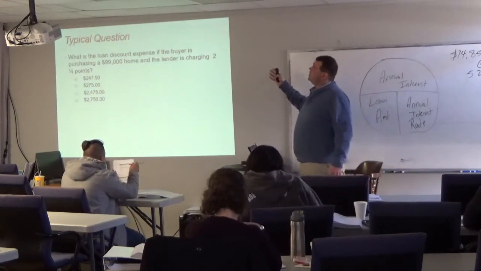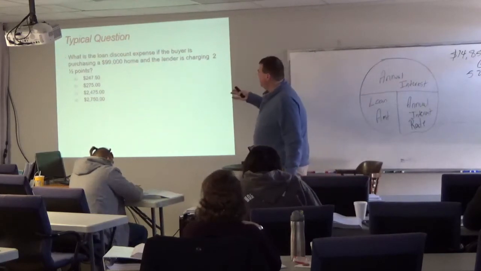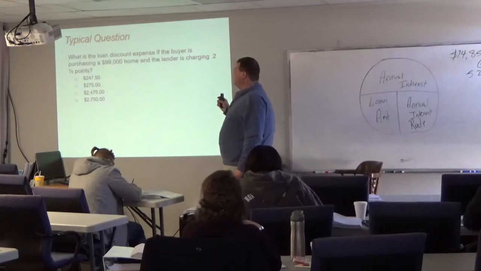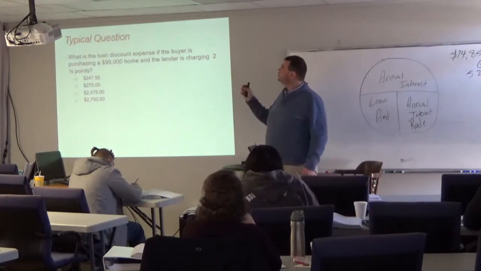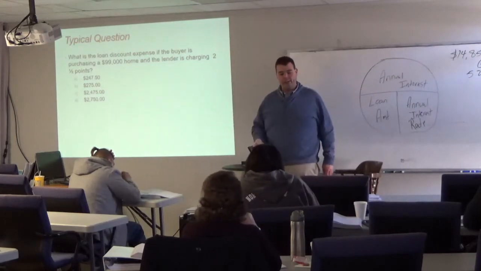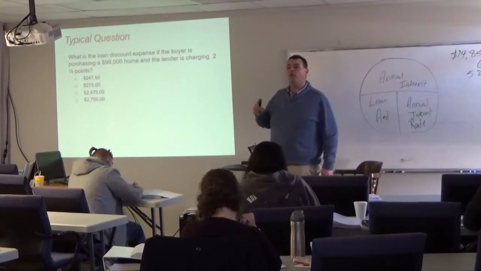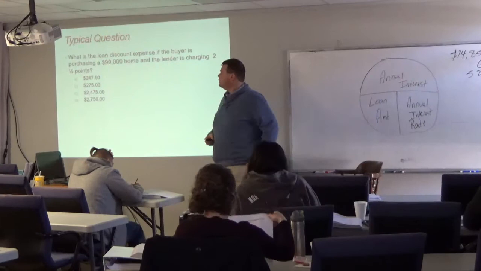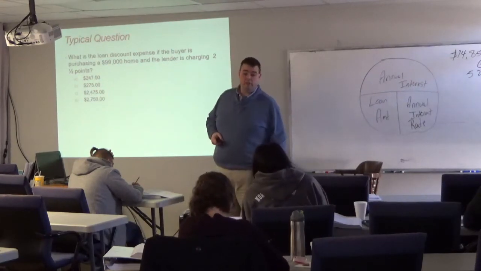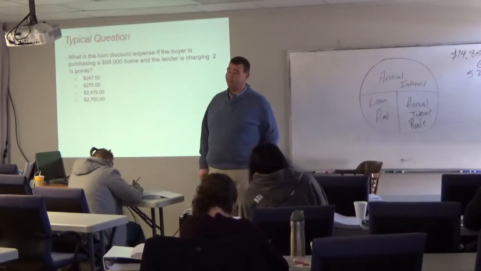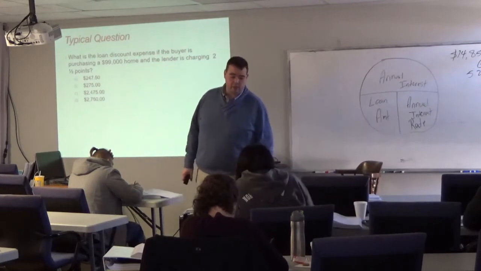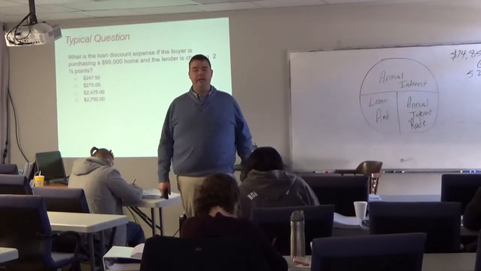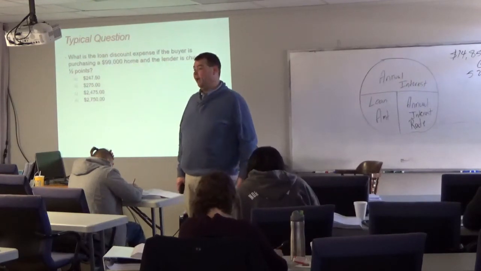Now, this one says, what is the loan discount expense if the buyer is purchasing a $99,000 home and the lender is charging 2.5 points? So, each point is going to cost what? 1% of the loan amount. We have to assume the loan amount here is the same $99,000 because they didn't tell us the loan-to-value ratio. So, how many discount points are we buying? 2.5.